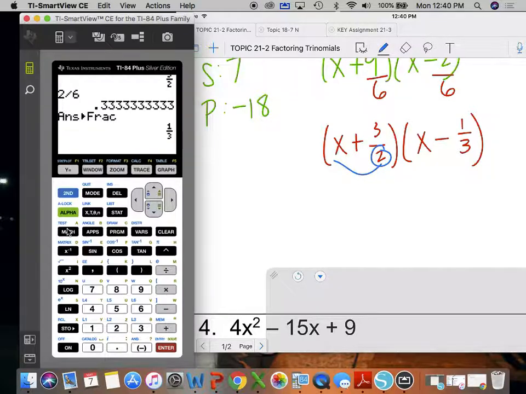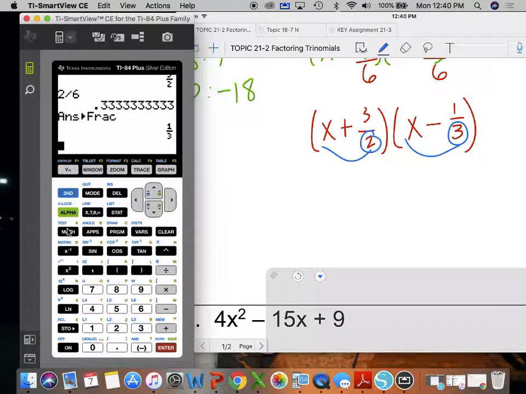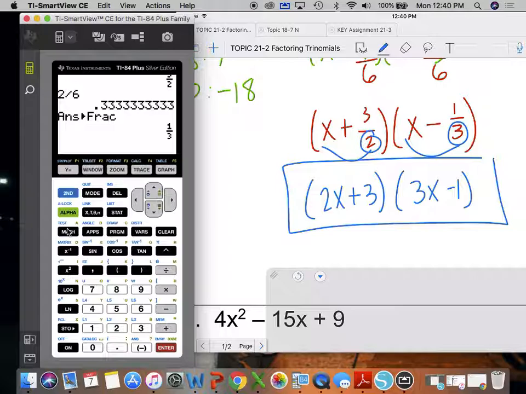Fractions are not allowed, so we take the bottom number and slip it back in front. So 2x plus 3 and 3x minus 1.